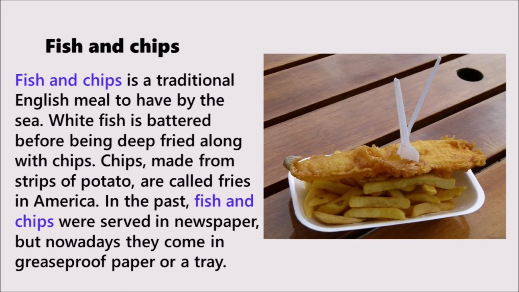Fish and chips. Fish and chips is a traditional English meal to have by the sea. White fish is battered before being deep fried along with chips. Chips, made from strips of potato, are called fries in America. In the past, fish and chips were served in newspaper, but nowadays they come in greaseproof paper or a tray.